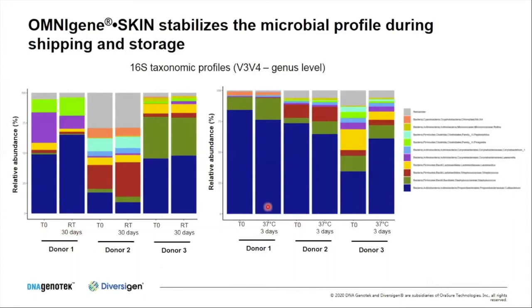And this is a taxonomic bar plot showing you relative abundance at baseline or following 37-degree incubation for 3 days. And you see that there's no significant change in the profile for any of the donors. And we're able to maintain the stability of the profile even when we're incubating at a temperature that could promote bacterial growth.